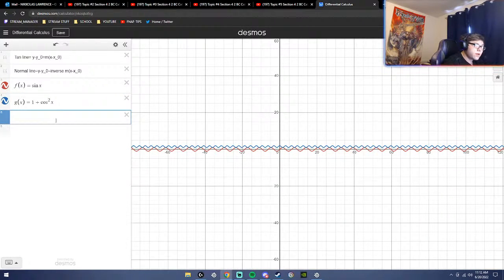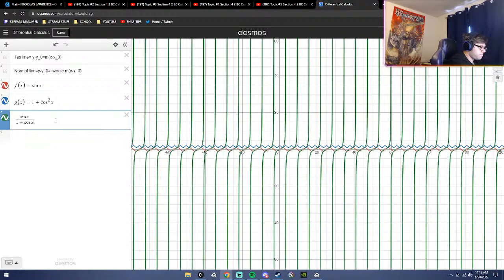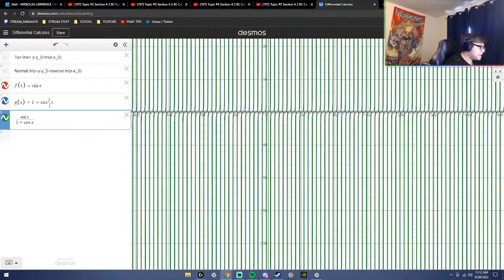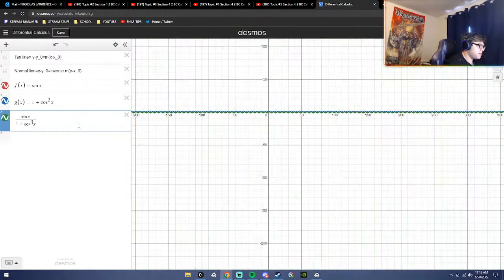And so we would have, for the quotient rule, you can only do this be... cosine of x. I forgot it does that. Oh yeah, cosine squared. My bad. There we go.